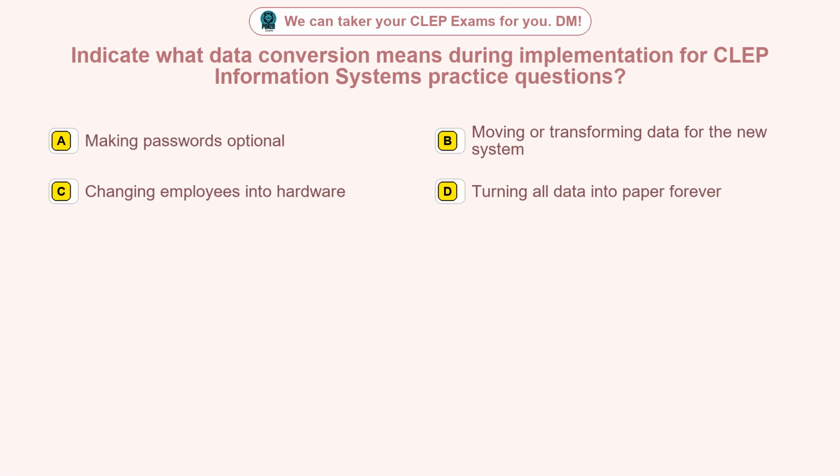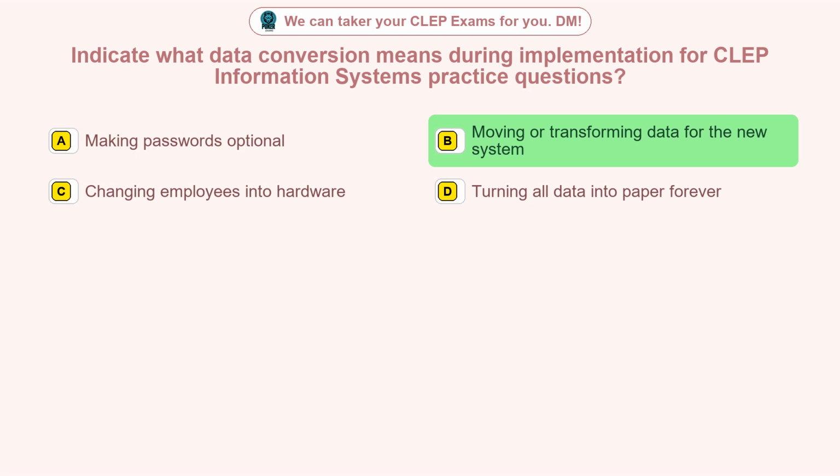Question 75. Indicate what data conversion means during implementation for CLEP Information Systems practice questions. Option A. Making passwords optional. Option B. Moving or transforming data for the new system. Option C. Changing employees into hardware. Option D. Turning all data into paper forever. The correct answer is option B.